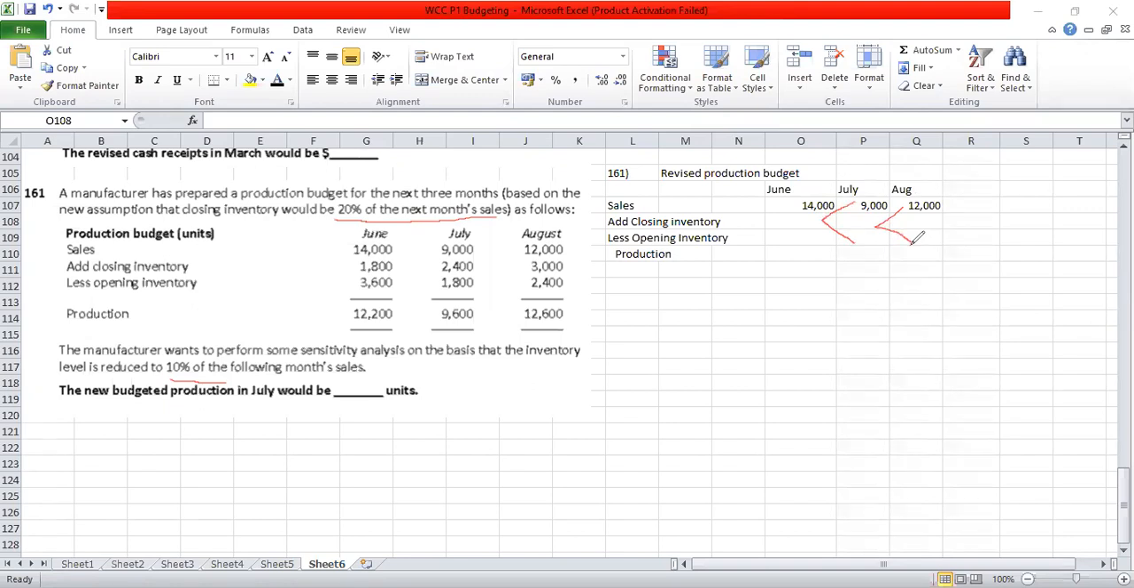But now, earlier they followed that 20% rule. Now they want to change it to 10%. So whatever we are able to fill now, first let's fill it. Then we can discuss what the other things are. Closing inventory henceforth will be only 10% of the next month's sales. So it's equal to sales into 10%.